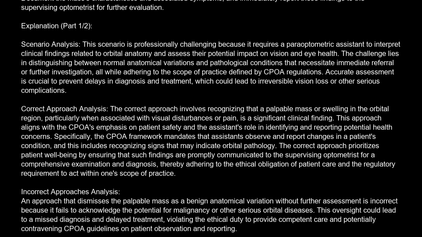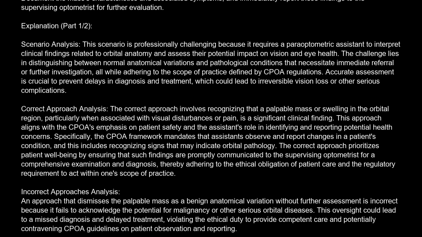An approach that dismisses the palpable mass as a benign anatomical variation without further assessment is incorrect because it fails to acknowledge the potential for malignancy or other serious orbital diseases. This oversight could lead to a misdiagnosis and delayed treatment, violating the ethical duty to provide competent care and potentially contravening CPOA guidelines on patient observation and reporting.